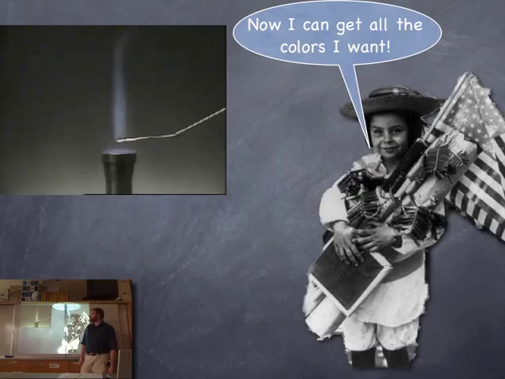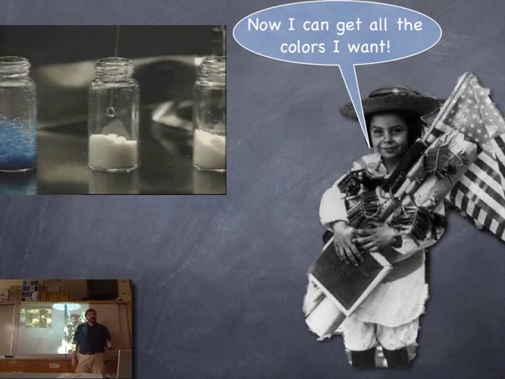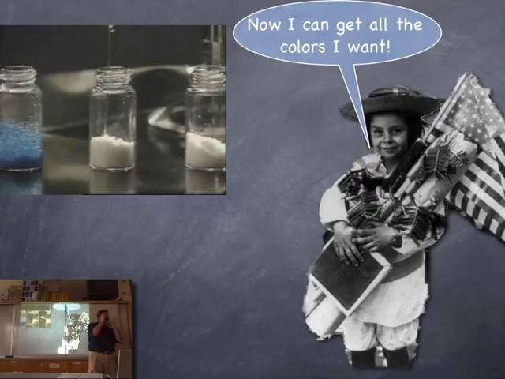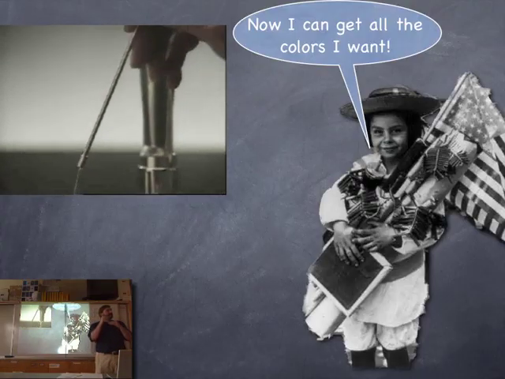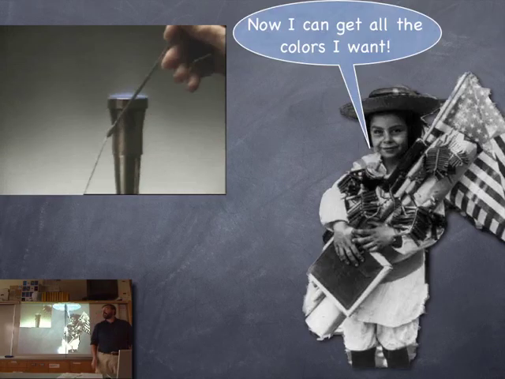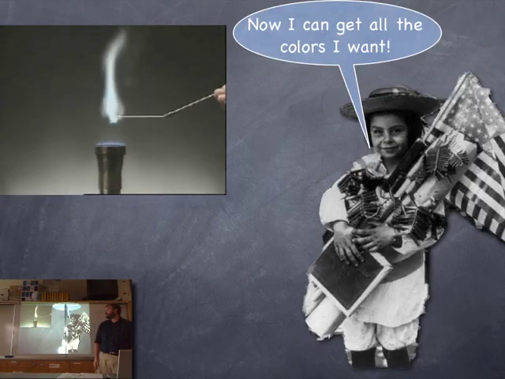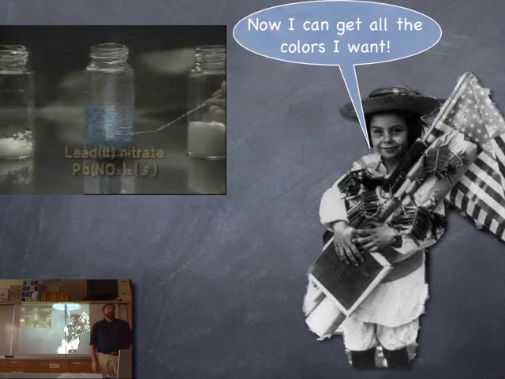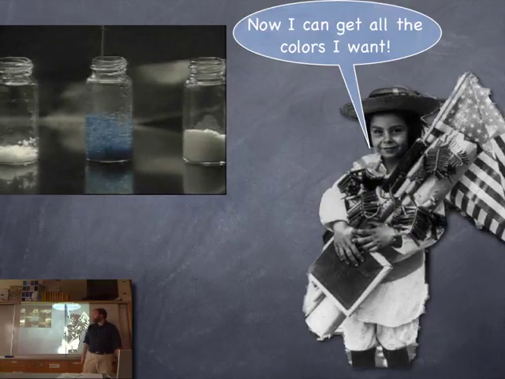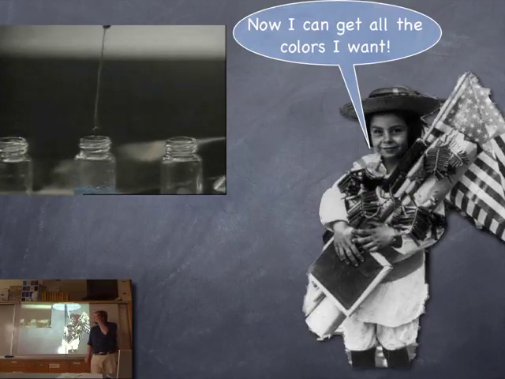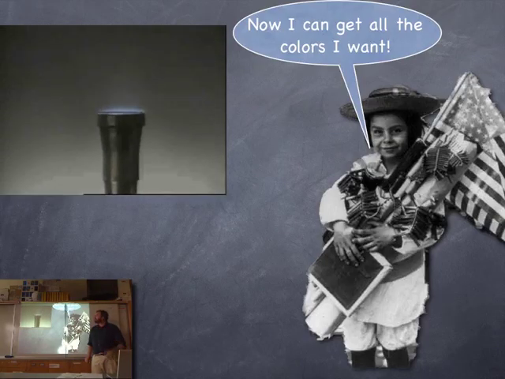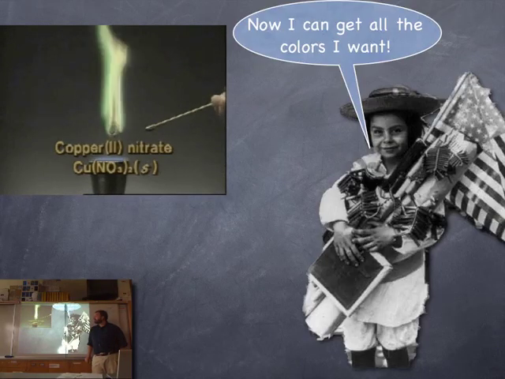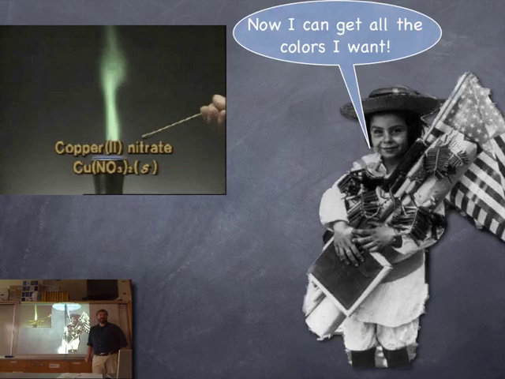So what are these colors representing? The colors represent the energy levels inside the atom. It's the transition between the energy levels that drives these colors. This is another copper compound, copper 2, which gives a nice green color.